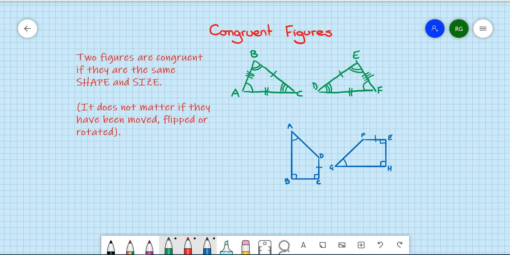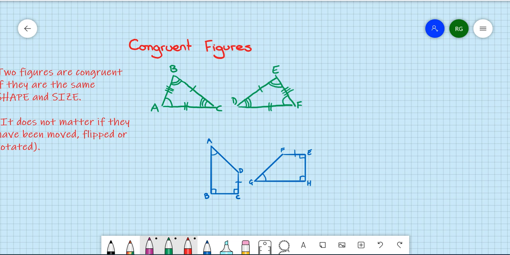But what we do see is that they are the same size, which is part of it. If one of them was sort of the same shape but shrunken or increased in size, then we would consider that not congruent. And finally, the way that we actually mathematically write that something is congruent is we have some special symbols.